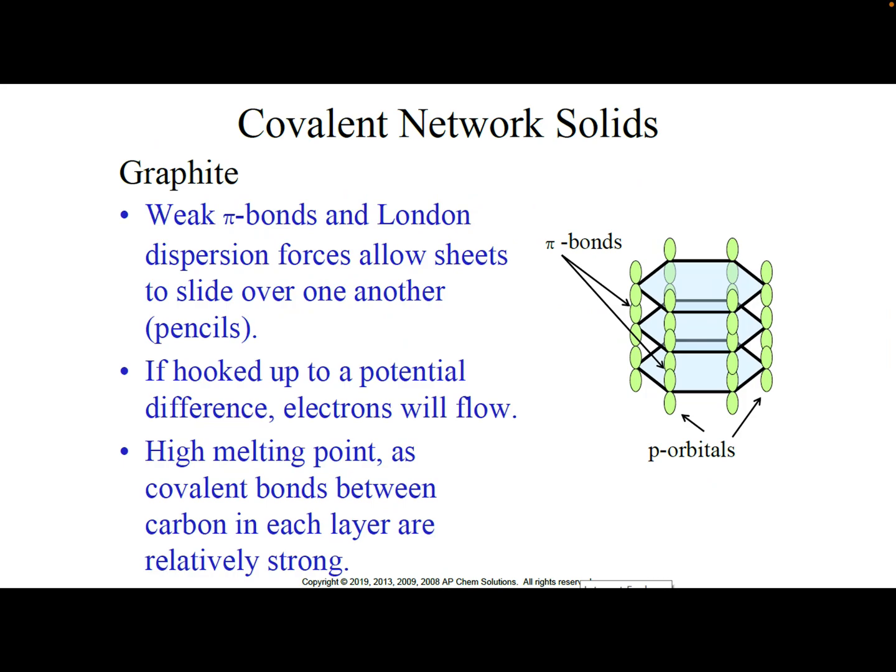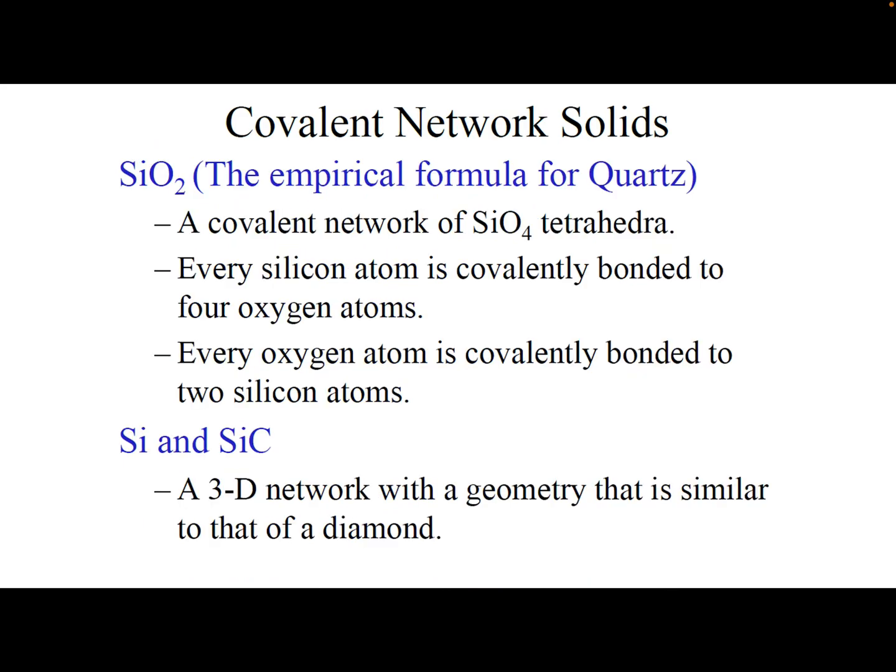Carbon's fourth valence electron, it's the one that's not in a sigma bond with another carbon, finds itself between the sheets. And so you have some pi bonds. Weak pi bonds and London dispersion forces are going to allow the sheets to slide over each other.